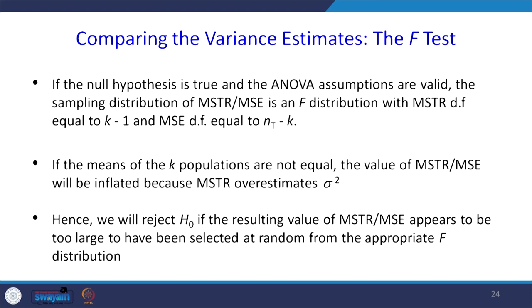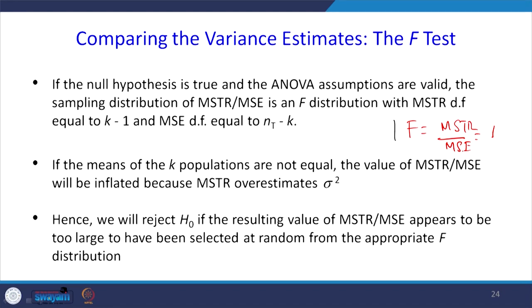If the means of the k populations are not equal, the value of MSTR divided by MSE will be inflated because MSTR overestimates sigma square. So, what is the meaning of this? We are finding F. The value of F is MSTR divided by MSE. There are two possibilities. It may be equal to 1, or less than 1, or greater than 1. If it is equal to 1, the meaning is that variance due to treatment is equal to variance due to individual error.